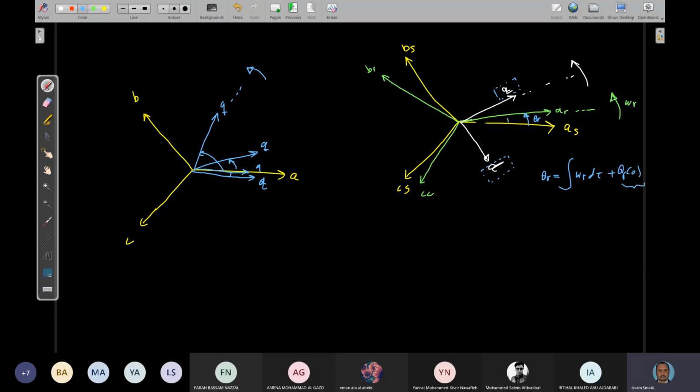The same thing, if I'm asking you what this one is, and I'm assuming here an arbitrary reference frame, you are telling me this is theta, which equals the integration of omega d tau plus theta of 0. This one is what? The initial angle. Good. Now, if I'm attaching the frame, I can put the frame anywhere in the space.